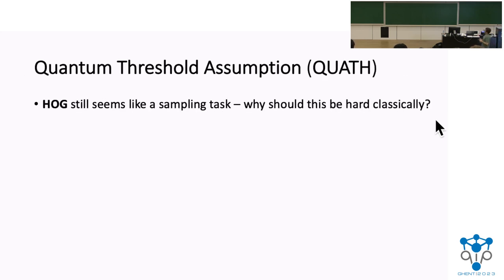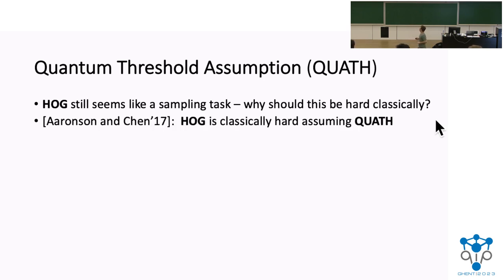But the question is, HOG still seems like a sampling task in some sense. We're not explicitly asking the classical algorithm to sample from the distribution, but we're asking it to produce outcomes that occur with heavy probability, which is not too far away from sampling. So the interesting question is, why should this problem be hard classically? What Aaronson and Chen prove, one of their main results, is that HOG is classically hard, assuming what they call the QUATH conjecture.